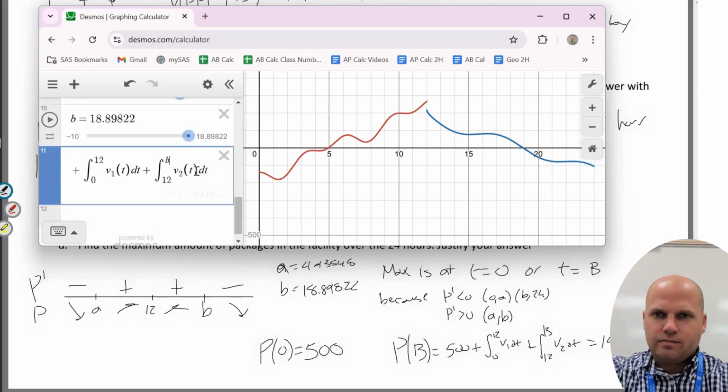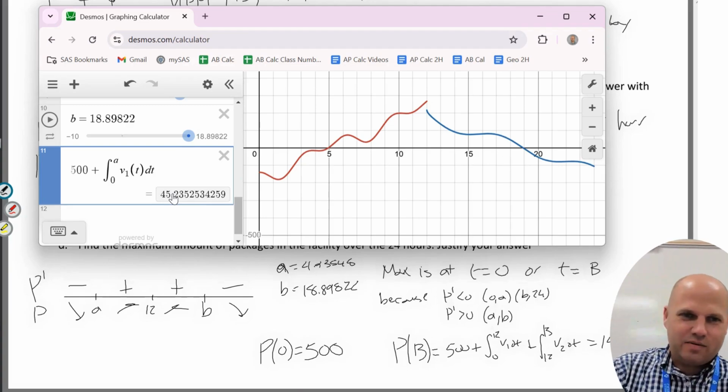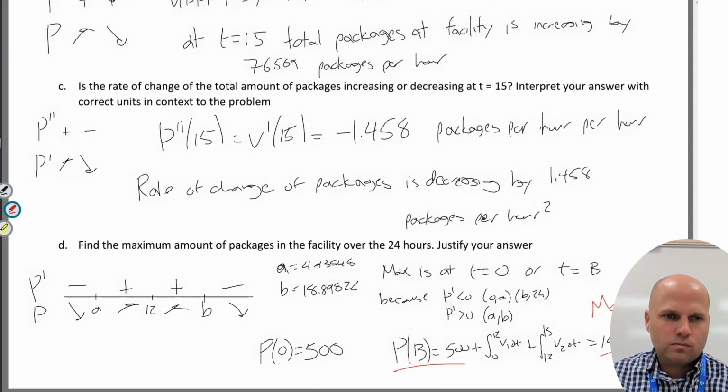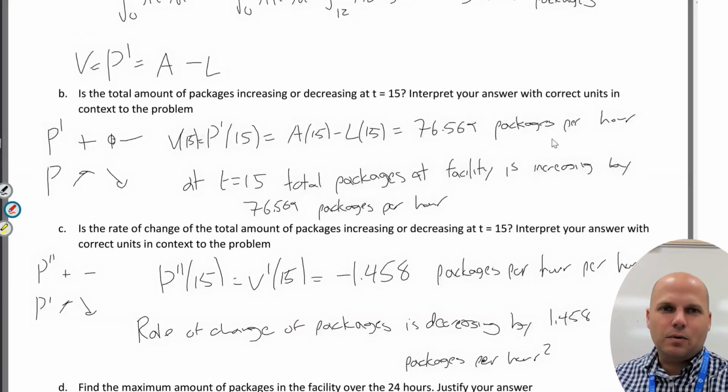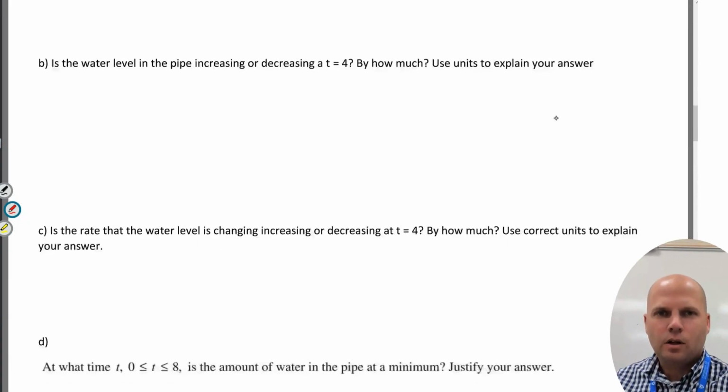Cool. This is the idea here, guys. What's the minimum amount of packages? Well, let's check A. We already checked 24. It's definitely going to be A. Start with 500. I get down to 45, and then the packages start rolling in. So it's cool. This is the max. All right, that's it, guys. That's more real world and more accumulating.